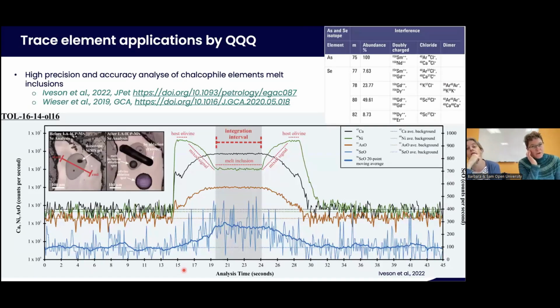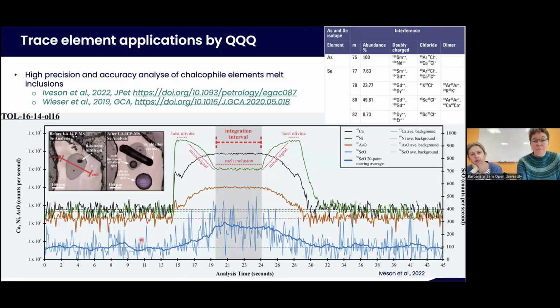Yeah, and one other application that shows a bit more of the potential of laser ICP-MS is that we've done bulk rock analysis of high precision and accuracy for chalcophile elements, but we then also wanted to complement this with melt inclusions, which creates quite a challenge because you're very sample limited. The melt inclusions are small, and then they have bubbles or inclusions or other material.